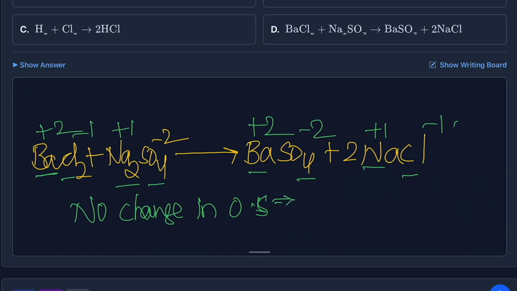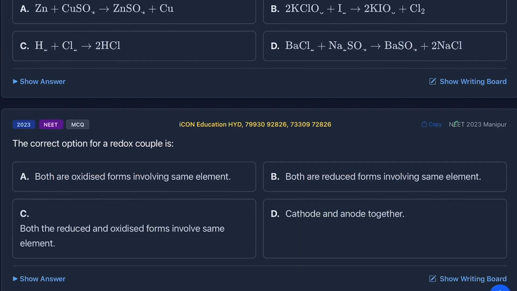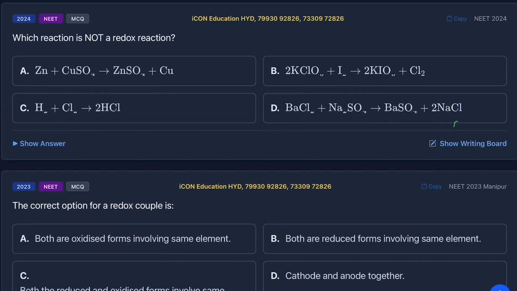So what is the reaction called? This is called the double displacement reaction. It is not a redox reaction, this is a double displacement reaction. So what is asked in the question? Which reaction is not a redox reaction? Options A, B, C are all redox reactions, but only one option is not a redox reaction, that is BaCl2 plus Na2SO4.